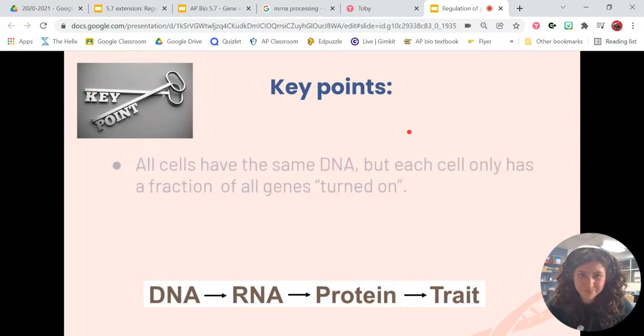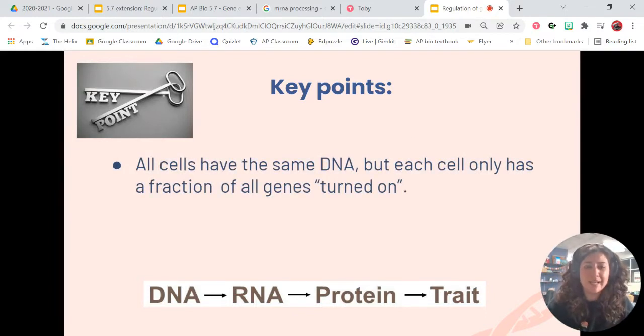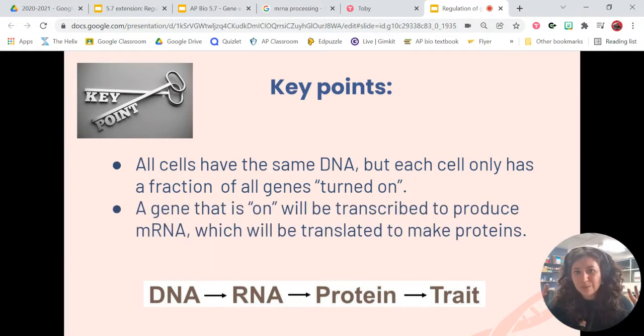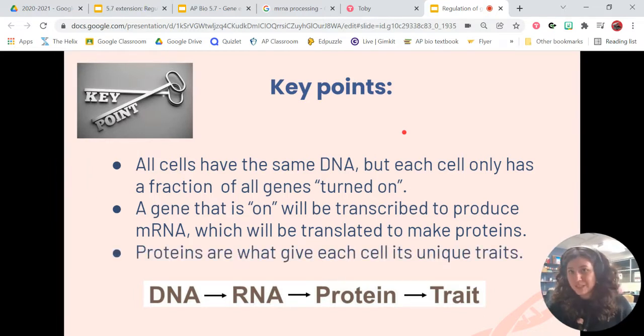So key points here. All the cells in your body have the same DNA, but each cell only has a fraction of all of those genes turned on. A gene that is, quote, on is going to be transcribed to produce mRNA, and then that mRNA is translated to make proteins, right? So a gene that is on, we say it's expressed, meaning that gene is actually being used to make proteins. And whatever proteins are being made, well, that's what gives a cell its unique traits.